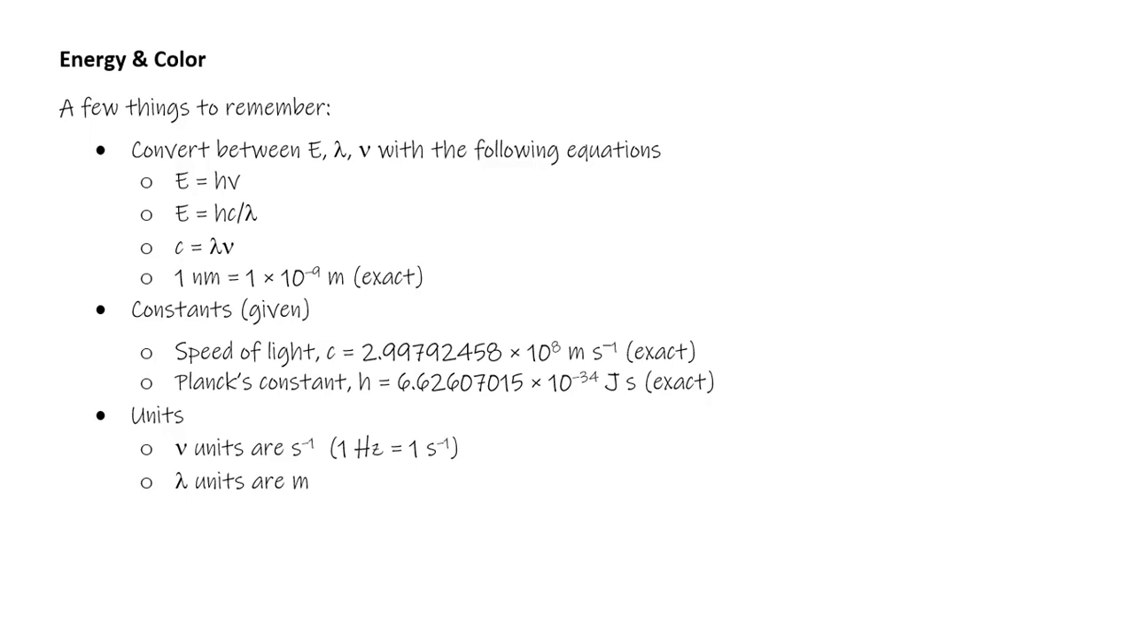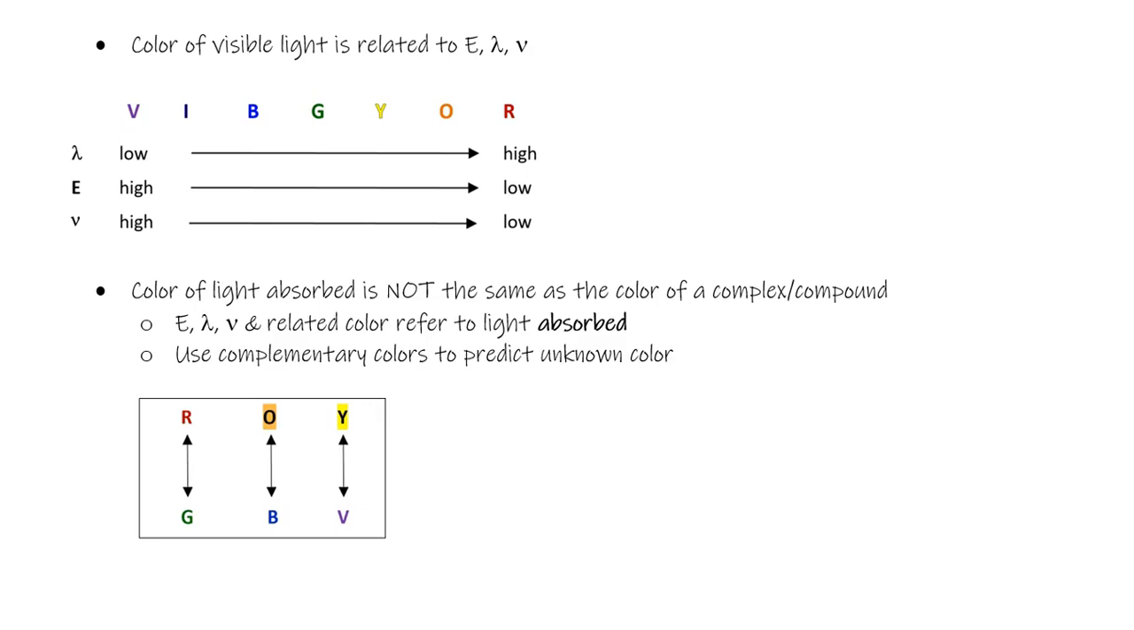are still exact. For the visible spectrum, you should know the order of the colors and how each term is related. At the violet end of the spectrum, the wavelength of light is low and the energy and frequency are both high. Whereas at the red end of the spectrum, the wavelength is high and the energy and frequency are low. One thing we'll see in problems regarding coordination complexes is relating the color of the complex or compound to the color of the light absorbed.